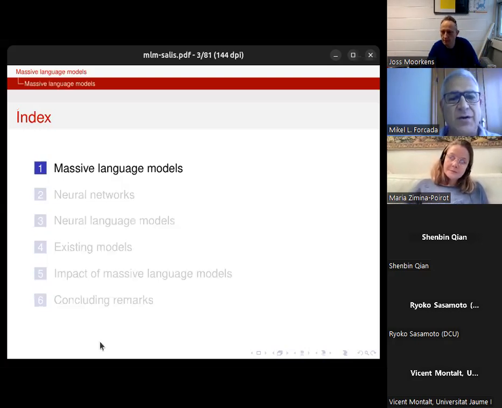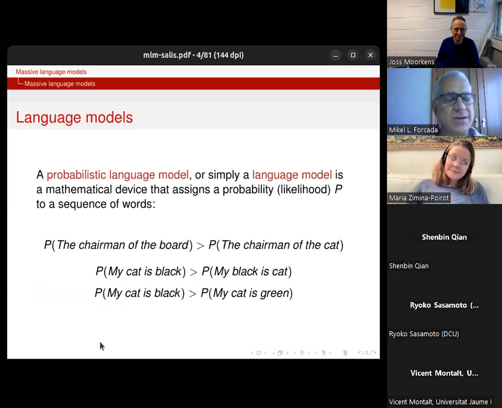So first of all, before talking about massive language models, I will talk about the old language models. So what's a language model first? A language model is short for probabilistic language model. So it's basically a mathematical device to assign probability to a sequence of words.